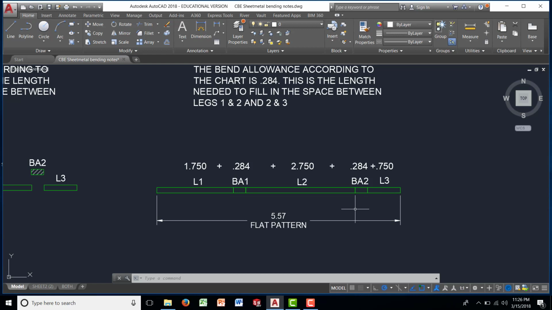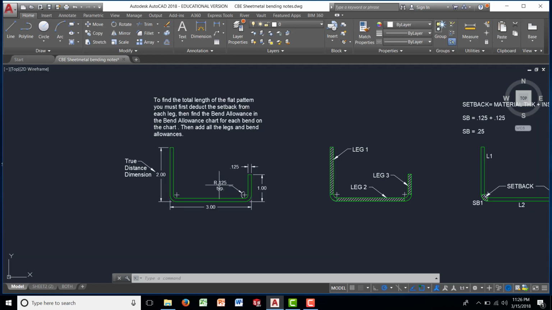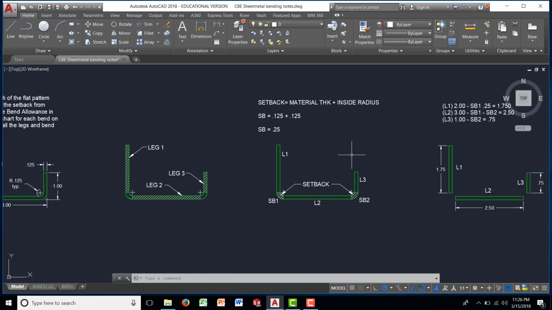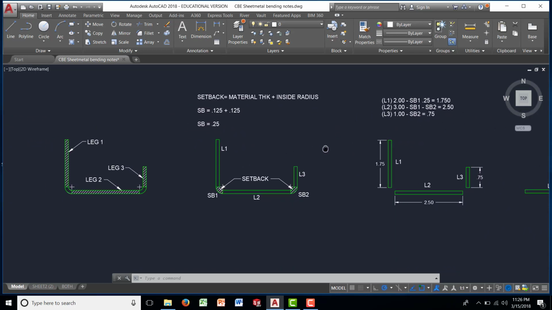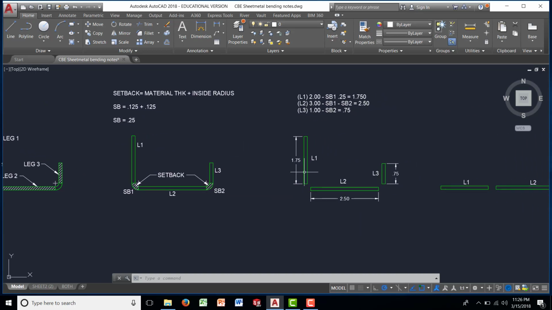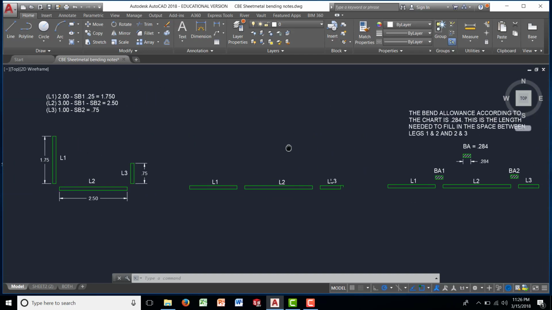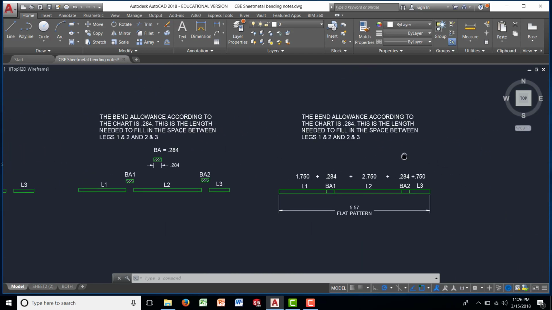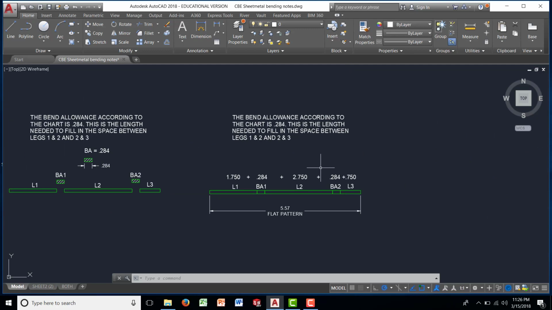So once again, determine what your material thickness is and your inside radius so you can establish your setback. Identify your legs 1, 2, and 3. Then from there you remove your setbacks, okay? Lay the legs straight and replace the setbacks with the bend allowances and take an overall dimension. And that'll do it. Thank you.